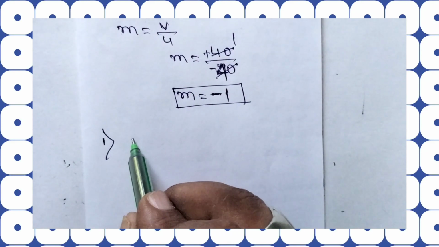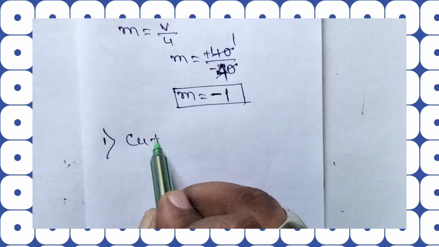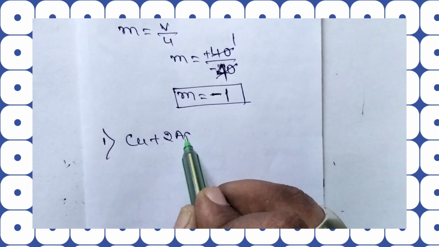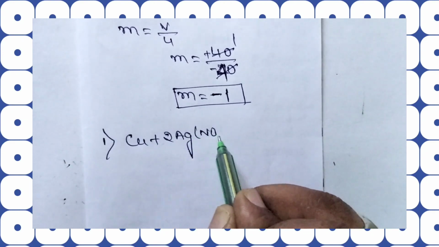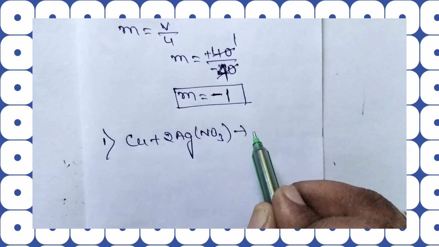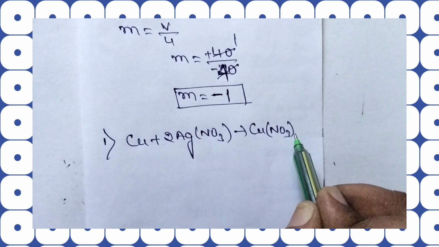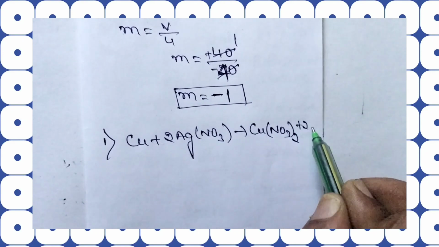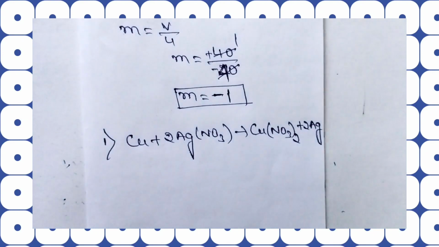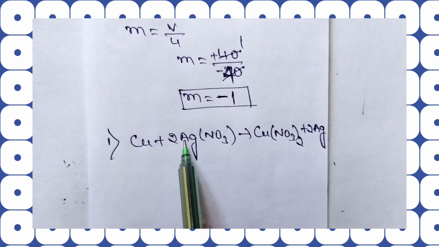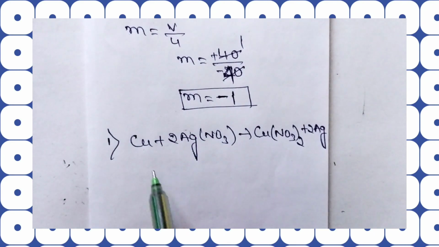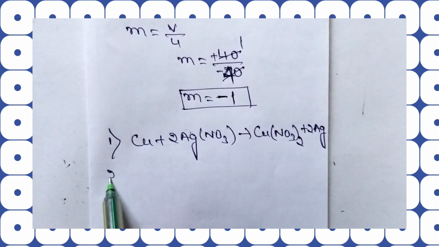Let us write here: Cu plus 2AgNO3 gives rise to Cu(NO3)2 plus 2Ag. It is a displacement reaction. More reactive element displaces less reactive element, and this is the balanced equation.